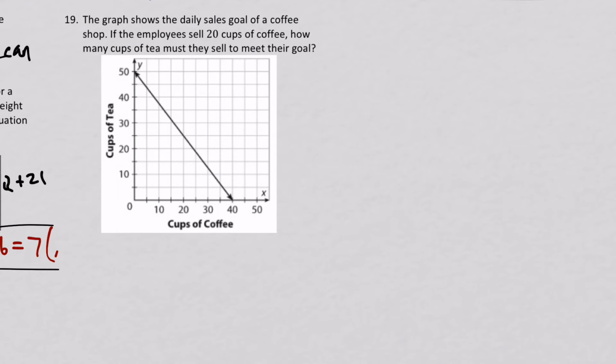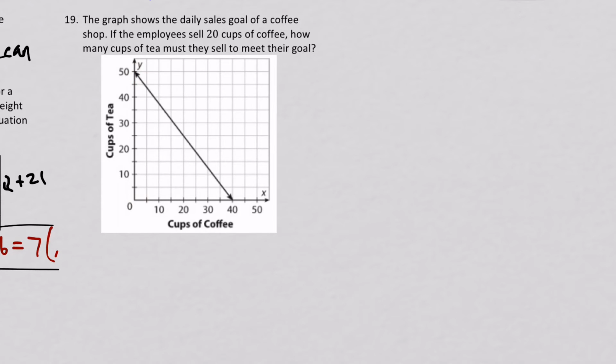Okay, number 19. The graph shows the daily sales goal of a coffee shop. If the employees sell 20 cups of coffee, how many cups of tea must they sell to meet their goal? Okay, so here's the graph that represents the cups of tea and the cups of coffee. As long as they sell the numbers that are on this line, then they will meet their daily sales goal. So for example, I see right here that if they sell 40 cups of coffee, then they can sell 0 cups of tea and it's still okay. Or up here on the y-axis, they sell 50 cups of tea, then it's okay if they sell 0 cups of coffee because they sold 50 cups of tea.